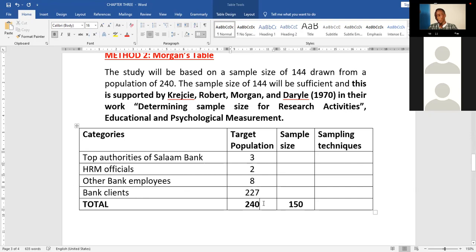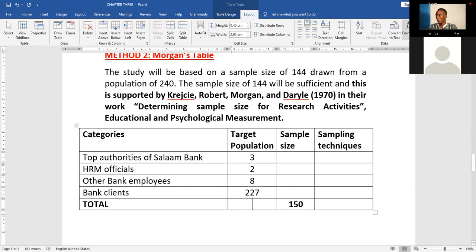13 minus this is 227, is it? Let me first add and see whether it is true. So if I add, it's 240. Then after that, let's go this side. Now we have gotten the target population for each category.